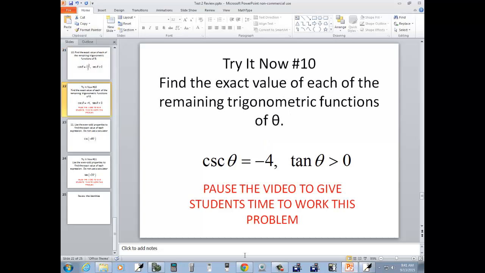So go ahead and try this one. And pause the video. Then after you get done working a little bit, go ahead and unpause it and take a look at it.